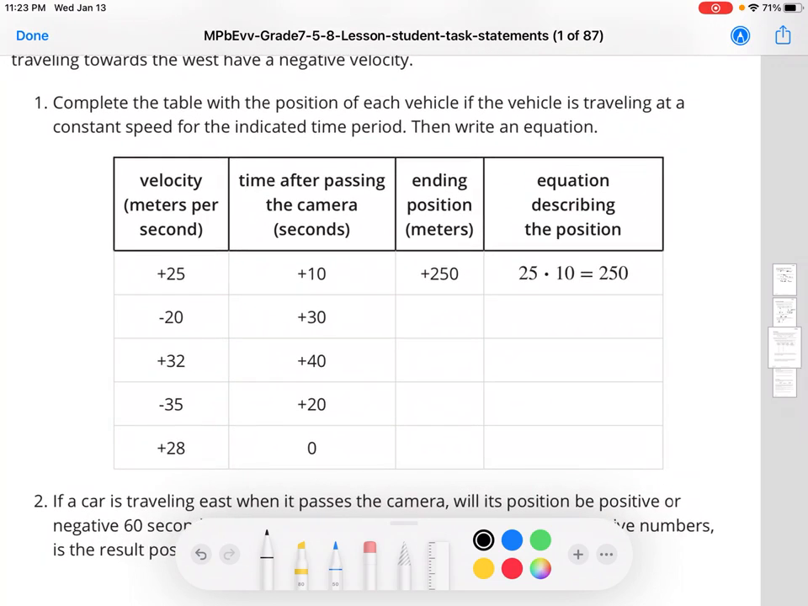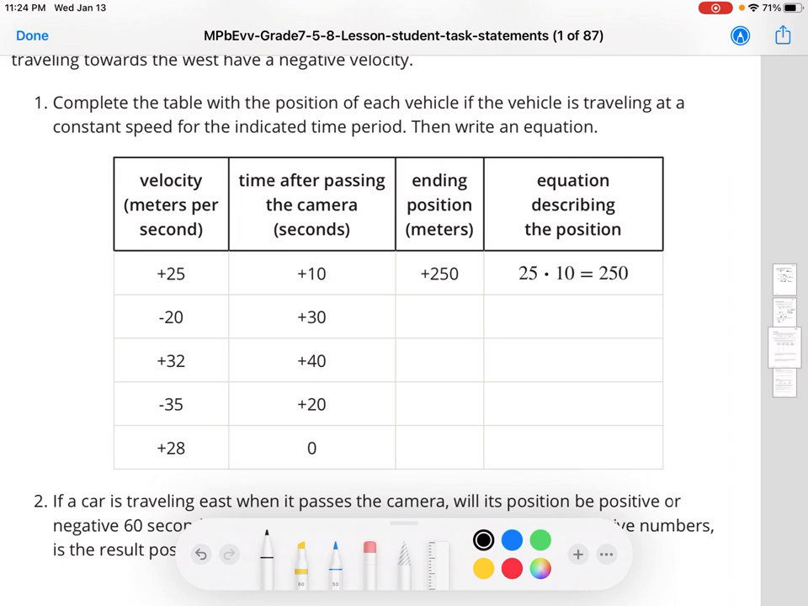So when our velocity is positive 25 meters per second, and 10 seconds have passed after passing the camera, then my car has an ending position of positive 250 meters. So our equation was 25 times 10.